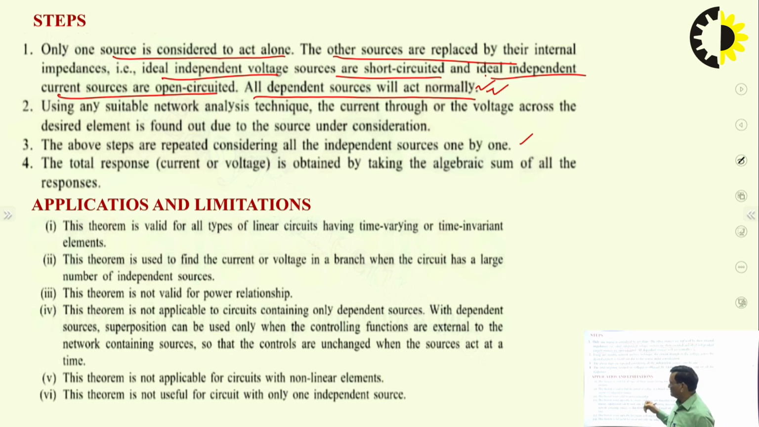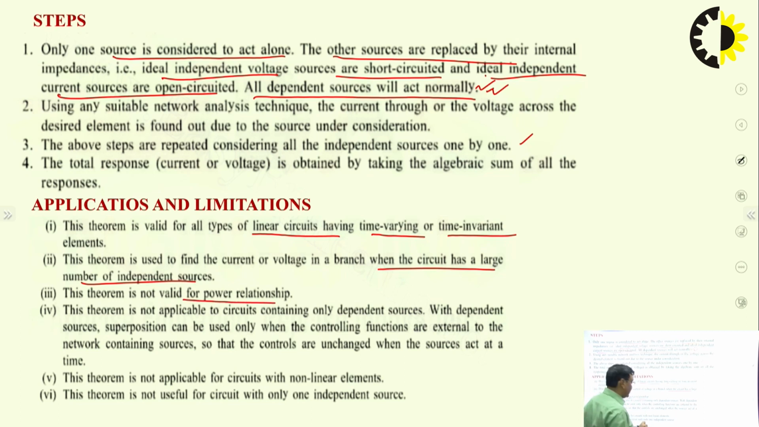What is the application of this theorem? This theorem is valid for all types of linear circuits, time varying or time invariant. This theorem is used to find the current or voltage in a branch when the circuit has a large number of independent sources. This theorem is not valid for power relationship. Why? Because power is a nonlinear quantity.